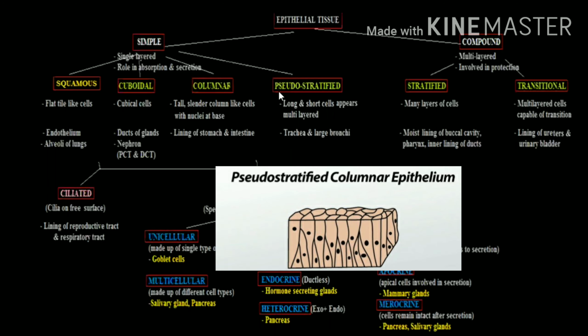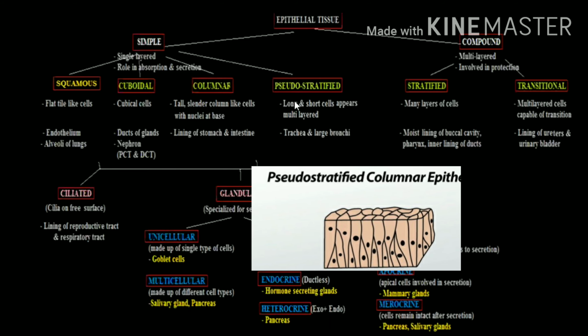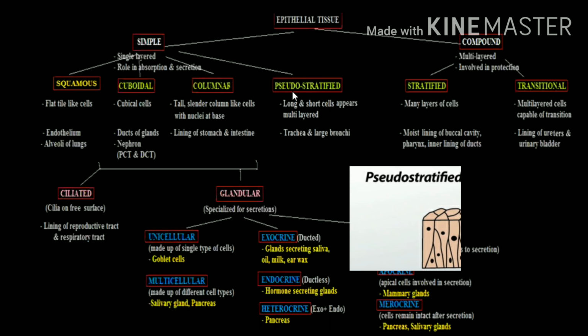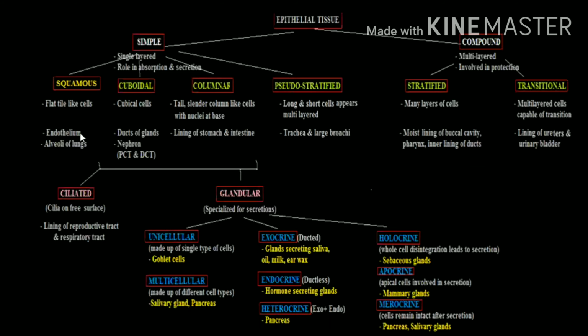Pseudostratified epithelium is made up of long and short cells. The arrangement will give a multi-layered appearance. Actually, it is uni-layered. That is why it is called pseudostratified. Moving on to the locations where these are seen.